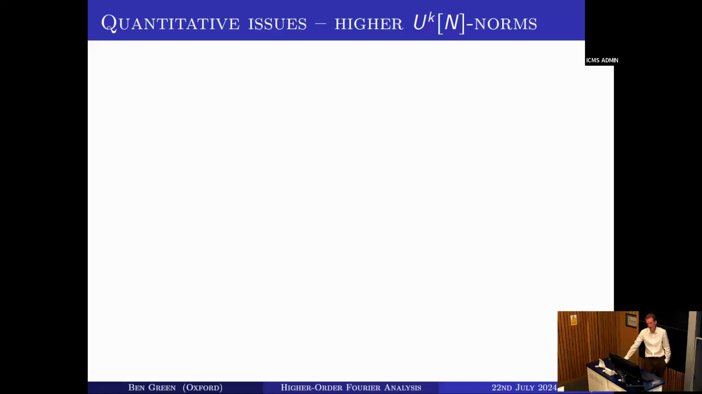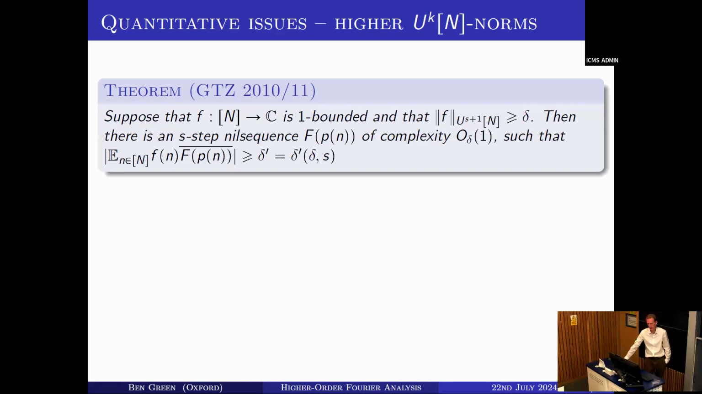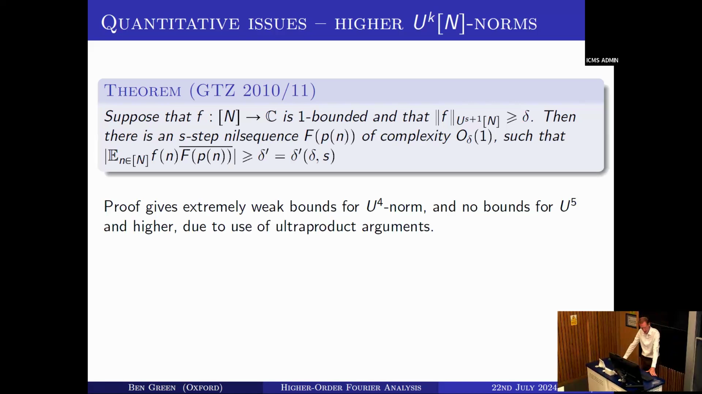Now, turning back to integer Gowers norms. Here's the qualitative statement of the inverse theorem for the U^{s+1} norm that Terry, Tammy, and I proved in 2011. Our proof gives, I think, in principle explicit bounds for the U4 norm, in the sense that it doesn't use any ultraproducts, but very bad ones. And it gives no bounds at all for U5 and higher because it does use ultraproducts in that setting.